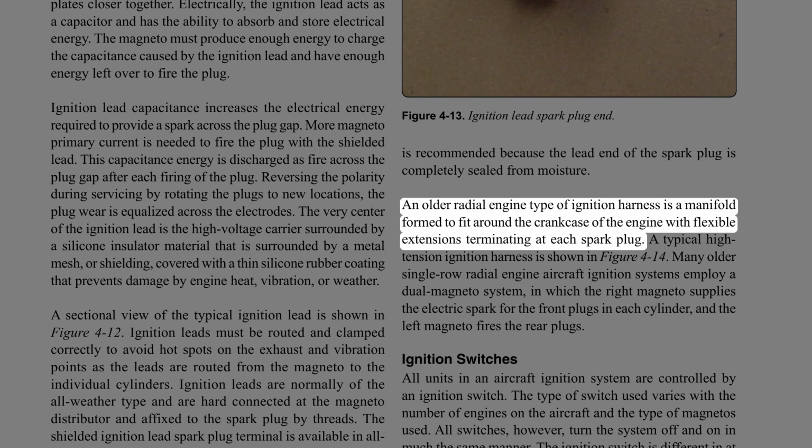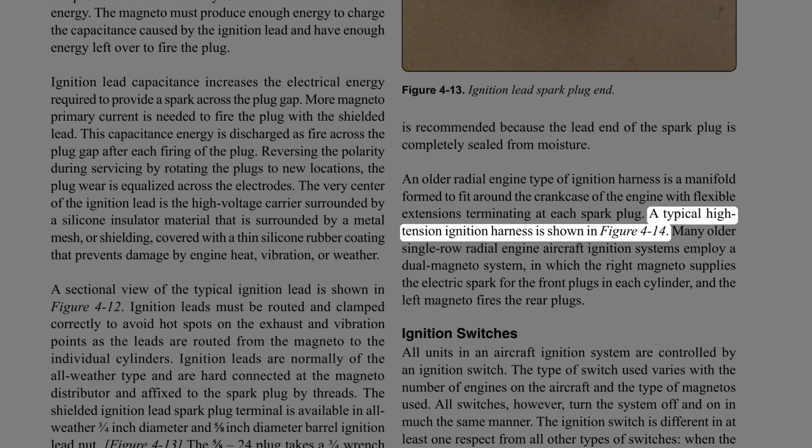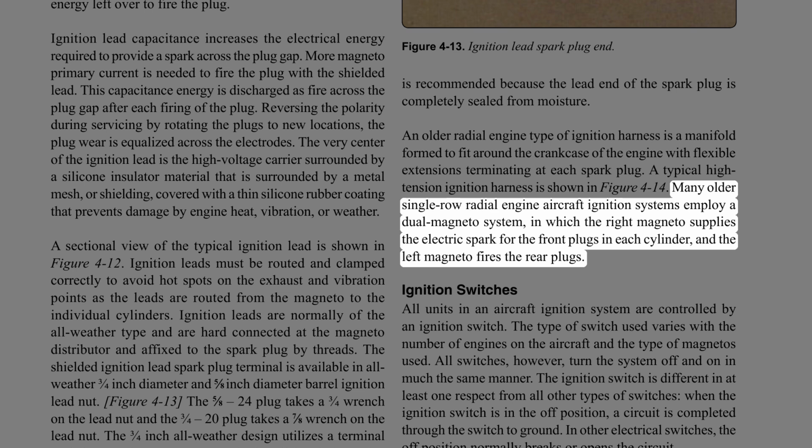An older radial engine type of ignition harness is a manifold formed to fit around the crankcase of the engine with flexible extensions terminating at each spark plug. A typical high-tension ignition harness is shown in Figure 4-14. Many older single-row radial engine aircraft ignition systems employ a dual magneto system, in which the right magneto supplies the electric spark for the front plugs in each cylinder, and the left magneto fires the rear plugs.